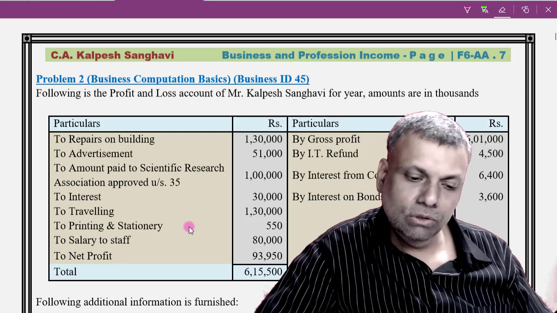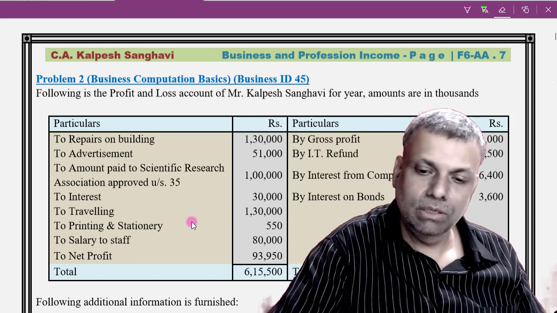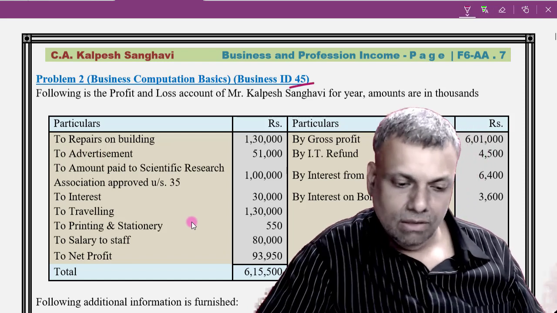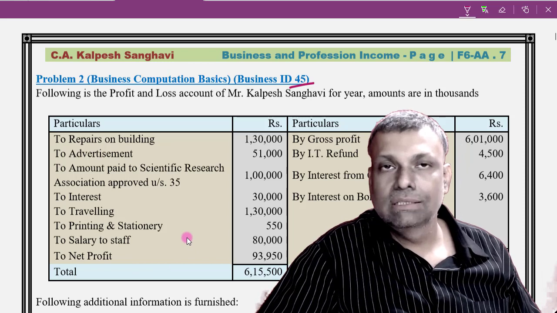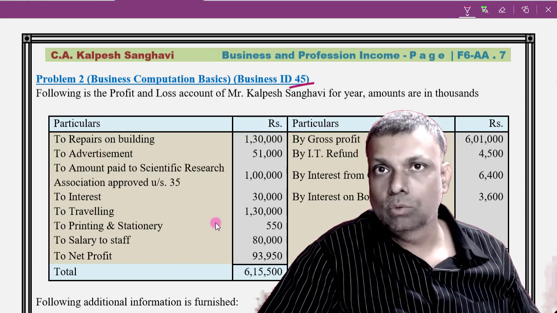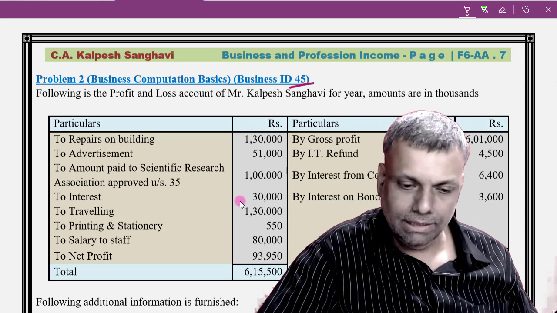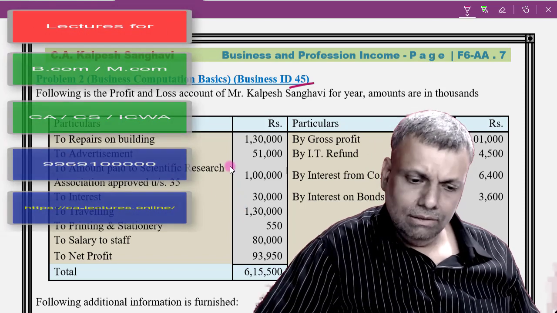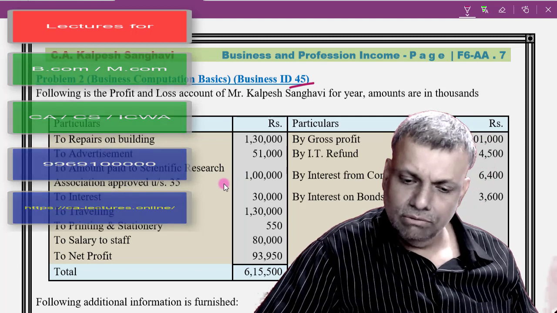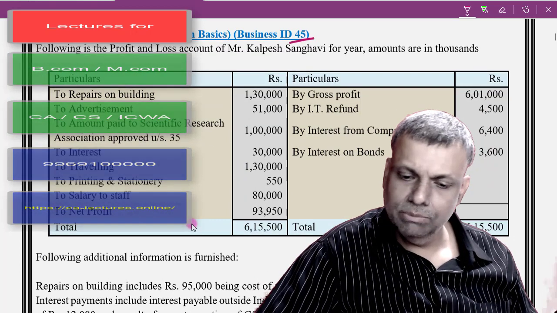Now friends, come to this particular question ID number 45. Now, as I already told you, you should have read the question. So you should read the question 2 times, every question before you start the class. Now, this is a question where the entire profit and loss figure has been given to us.